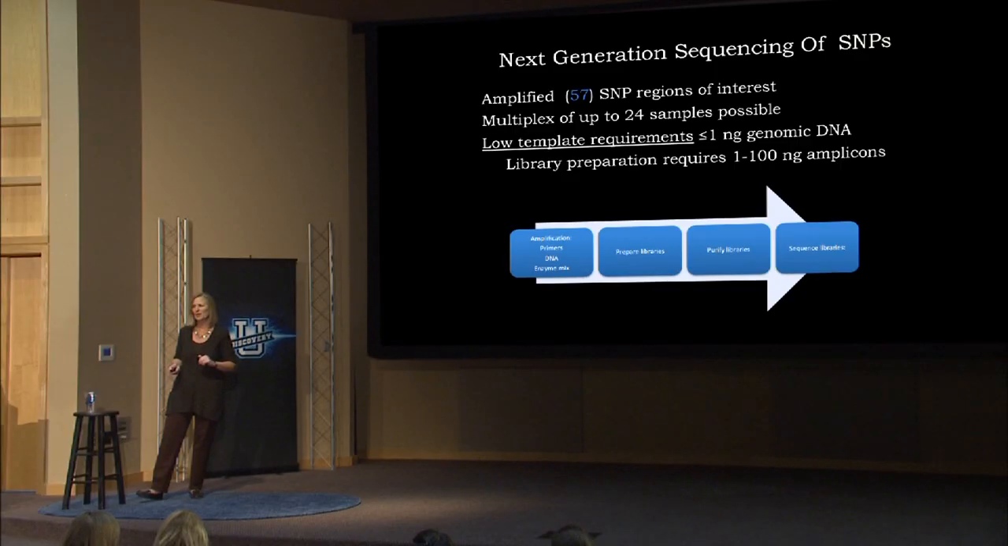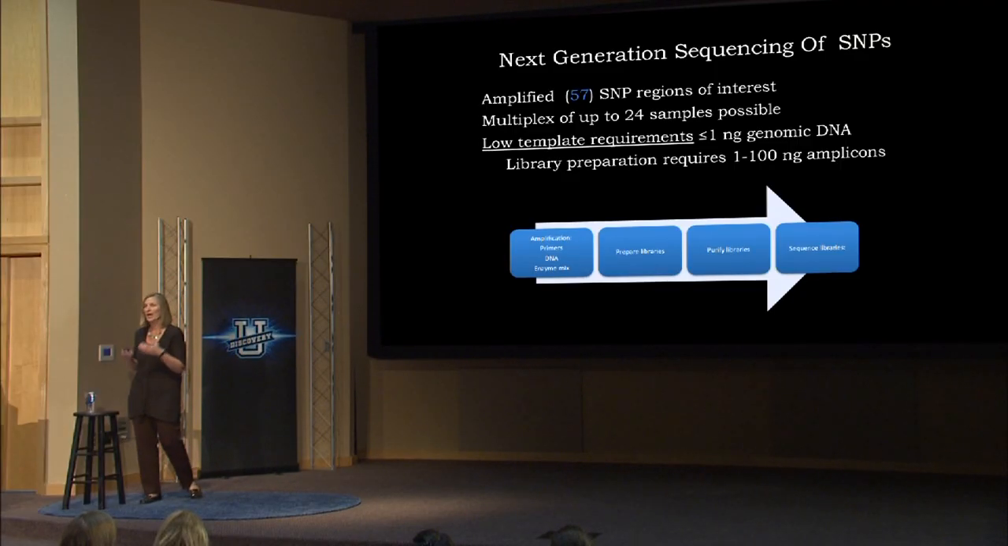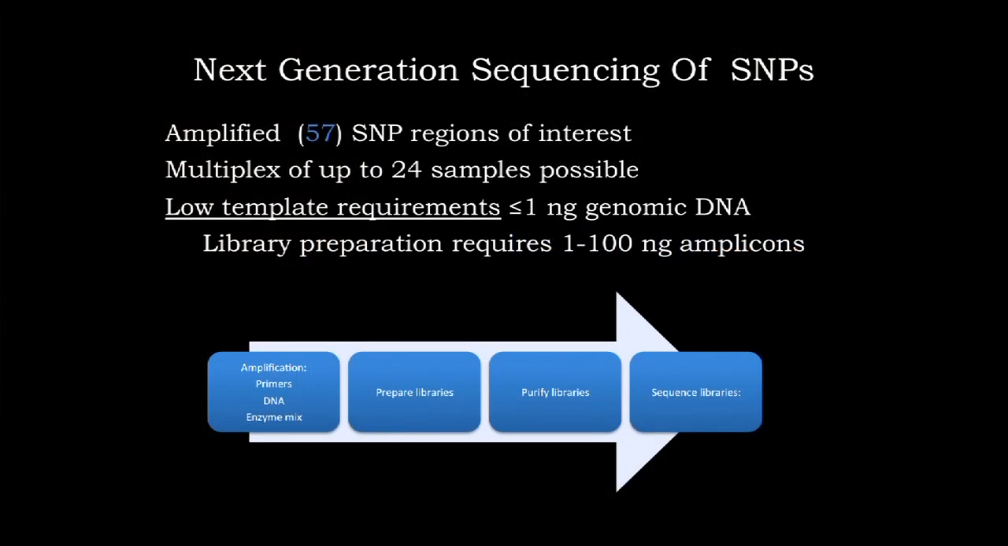We're using the MiSeq next-gen sequencing platform from Illumina. Working with them, we have now begun to develop assays that allow us to target at least 57 SNP regions of interest. The best part is that existing SNP technologies need a lot of DNA, maybe 250 nanograms. But with next-gen sequencing, we can target the regions we're interested in and get down to forensically relevant levels, maybe one nanogram, very small amounts, and that's our hope.